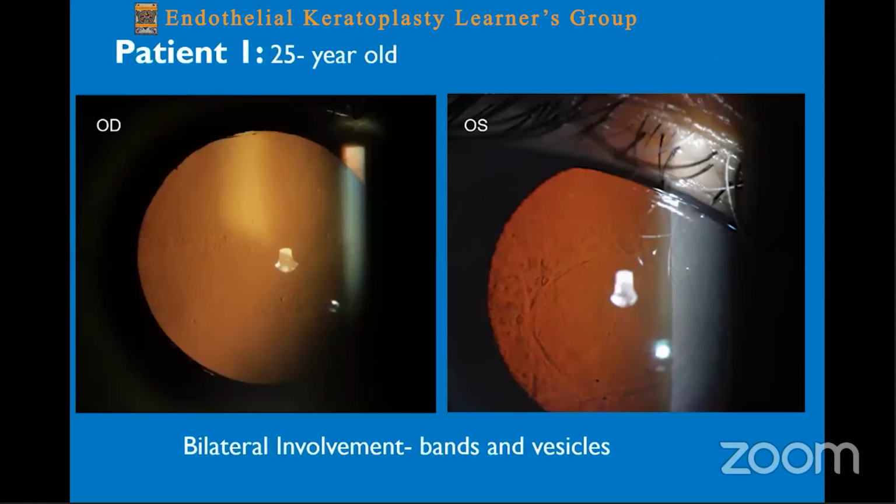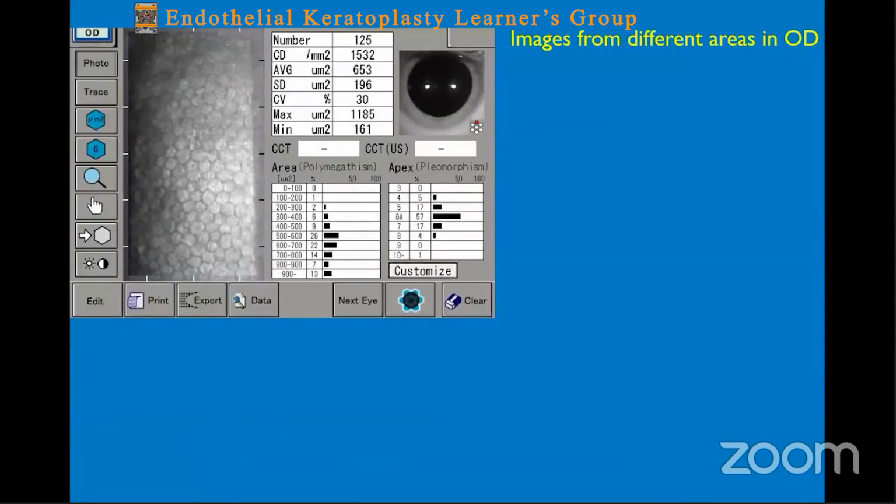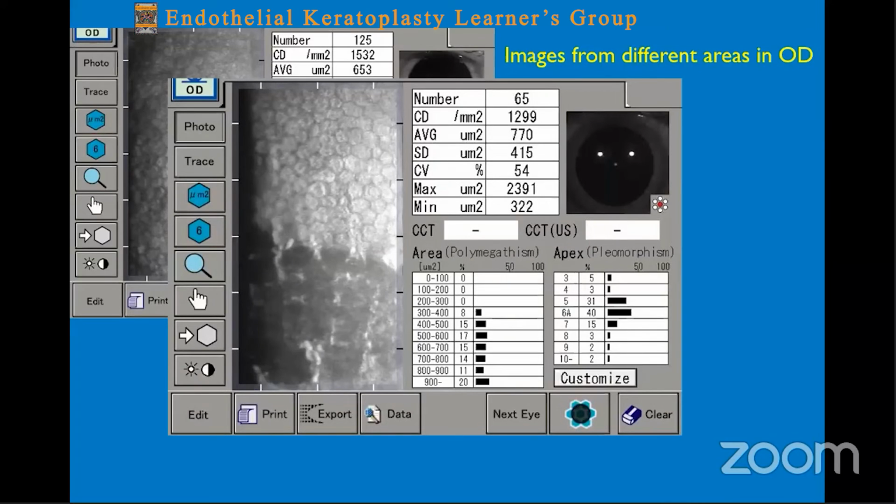This is a patient who was 25 years old and shows bilateral involvement in the form of bands and vesicles. And if you look at the specular microscopy image from various parts of the cornea, you can see the low cell density and increased mean cell area, which for this age, 770 microns average cell size is not normal. It is much higher than what it's expected to be.